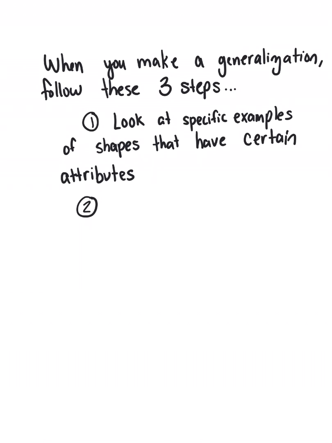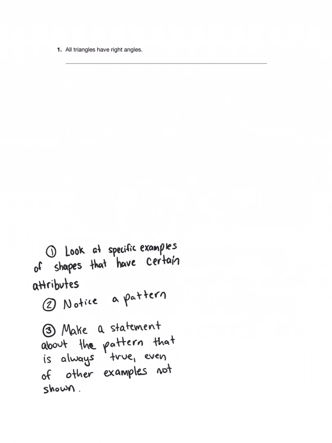Step 2, after you've looked carefully at the attributes of these shapes, see if you can notice a pattern or something that all of the shapes seem to have in common. Here's the 3rd step for making a generalization. Make a statement about the pattern that you think is always going to be true, even of other examples not shown in your set of shapes.